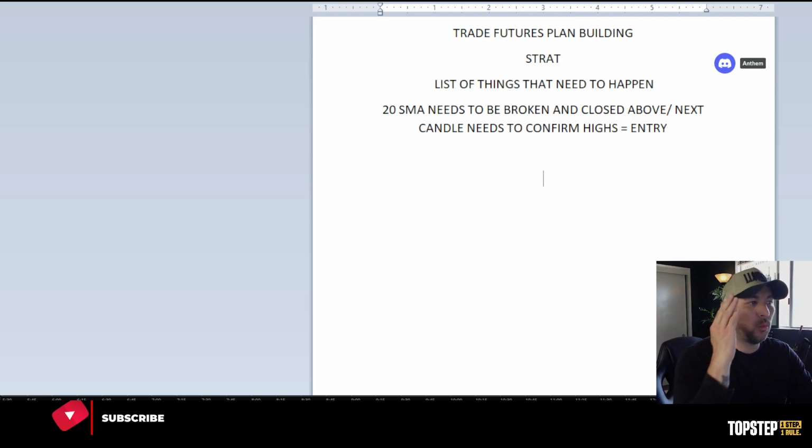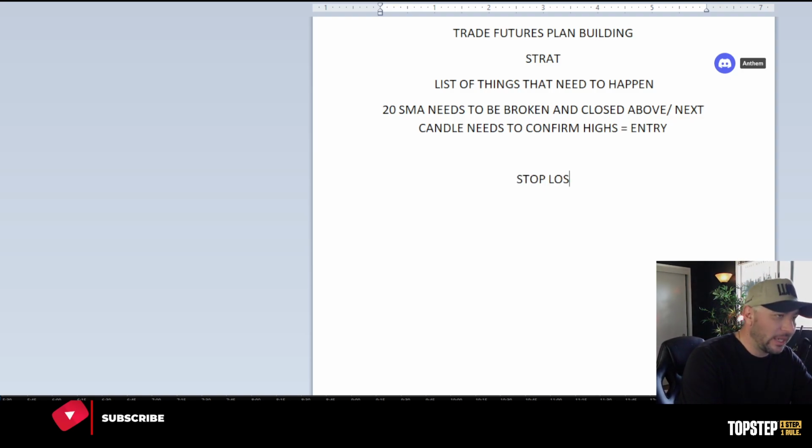I know when the 20 SMA needs to be broken, closed above or below if you're going long or short. Next candle needs to confirm highs. That's my entry. That's a strategy. That's it. It's a simple edge. It's a simple change in trend strategy. It's not rocket science, right?